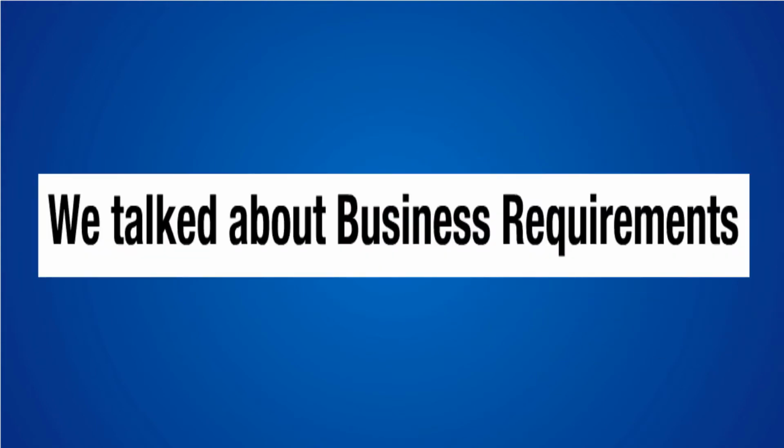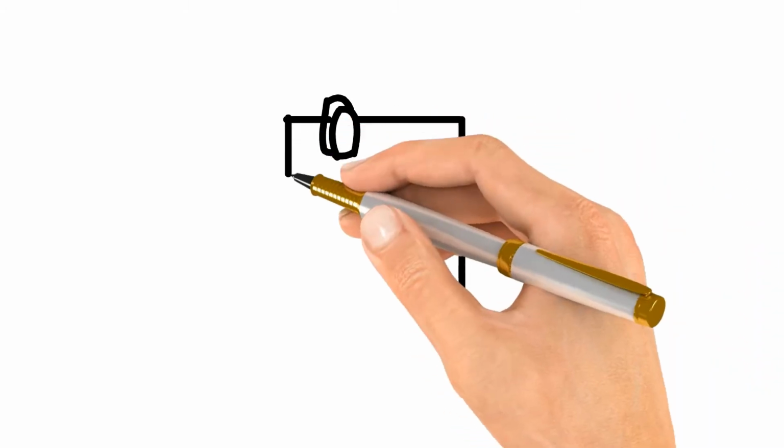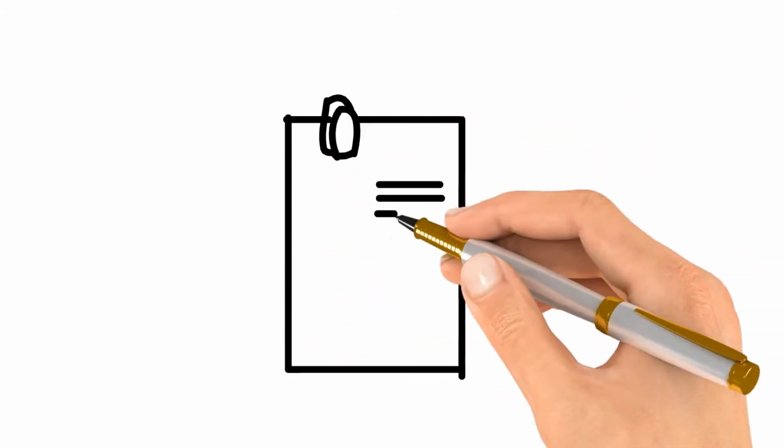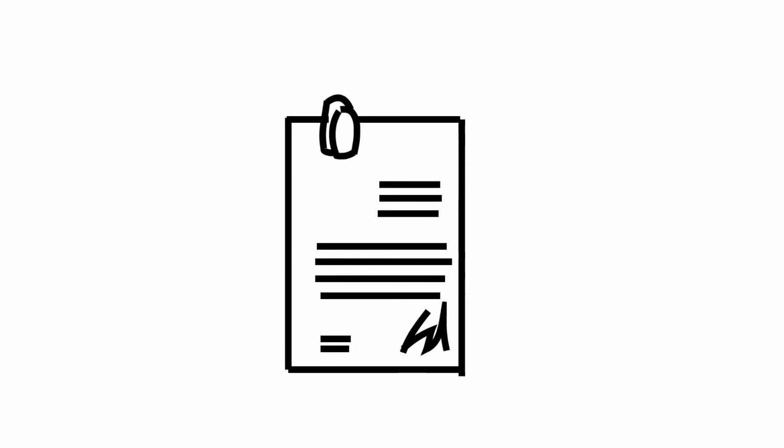In our last video, we talked about 1.8 in the Vision and Scope document, the business requirements documentation, and the importance of knowing if some or all of that has previously been done. So now we're going to move into Section 2, which is really focused on the scope of the project.